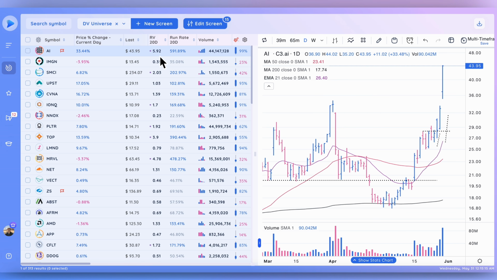So starting with the RV 20-day, and as I mentioned, we also have a 50-day variant. This represents a factor of the average volume at that point in time. Looking at the relative volume 20-day, you can see that for this stock AI, the relative volume was 5.92 times the average value at that point in time, which is right now after the close. I'm recording this after the close here. So the normal value here would be 1. Anything less than 1 indicates that volume was below average at this point in time. Anything above 1 indicates it's above average.